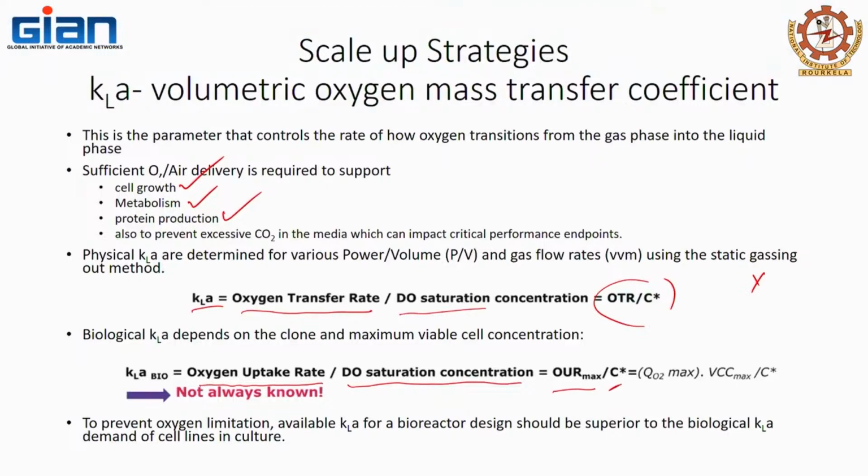Once you are set with all the parameters for your fermentation system, you are in the best condition possible. So, to prevent oxygen limitation, available KLa for a bioreactor design should be superior to the biological KLa demand of the cell lines in culture. That means, your OTR should always be higher than your OUR, as simple as that. Your OTR has to be greater than OUR. Clear up to here?